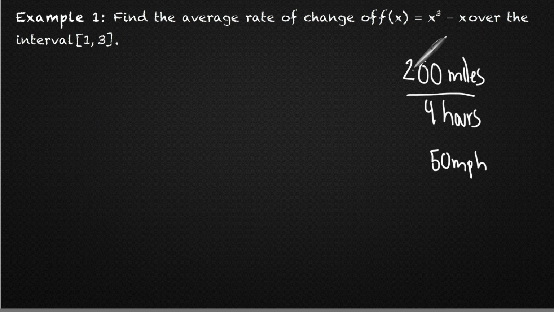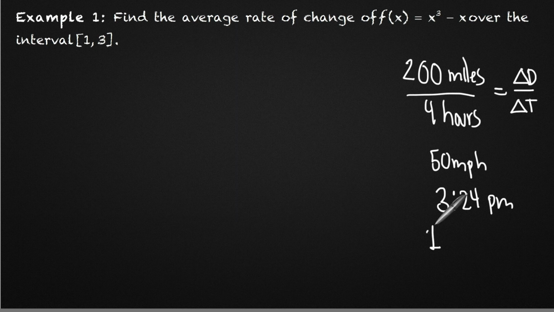So I took your total change, so let's write it this way: total change in your distance divided by the total change in time, and that's how we get average speed. Now, let's say I wanted to know how fast you were going at exactly 3:24 p.m. That is called instantaneous rate of change. In other words, how fast were you going at a specific instant? This is how fast you were going as an average speed throughout your entire trip. So those are the two types of rates of change that we're going to look at in this particular video.